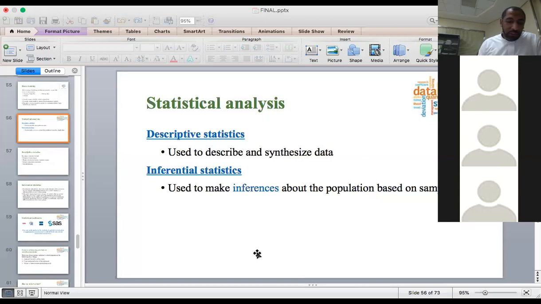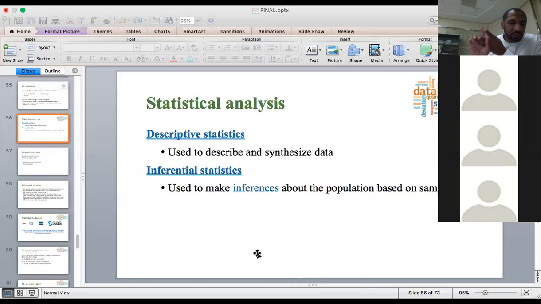We have what we call the descriptive statistics. It is used to describe and synthesize the data. It gives a whole picture of the statistics, like, for example, the numerical techniques: mean, standard deviation, median, IQR, mode, frequency and percentage. This is all called descriptive statistics.